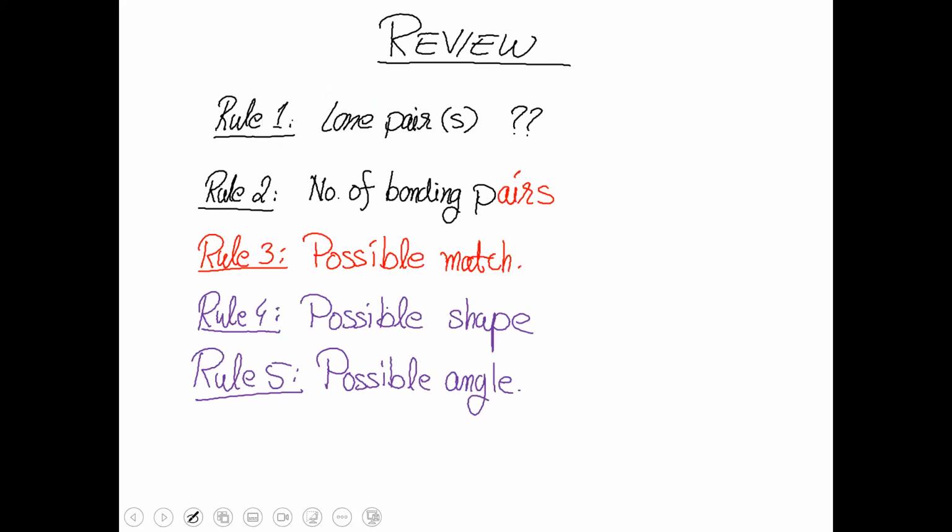We have done a good amount of it. Rule number 1: how many lone pairs are there? Number 2, number of bonding pairs. Number 3, possible match. Number 4, possible shape. Number 5, possible angle. Now, this is a review that these are the rules to remember when you determine the shape.